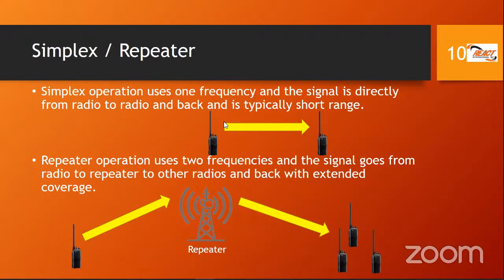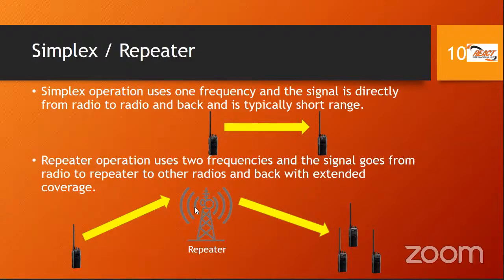In other words, the transmission is not going to any repeater and then I'm hearing the transmission via any other third-party repeater. It's coming straight from the antenna of the sender to the receiver, direct radio to radio. And we refer to that as simplex. It's using one frequency for that operation.